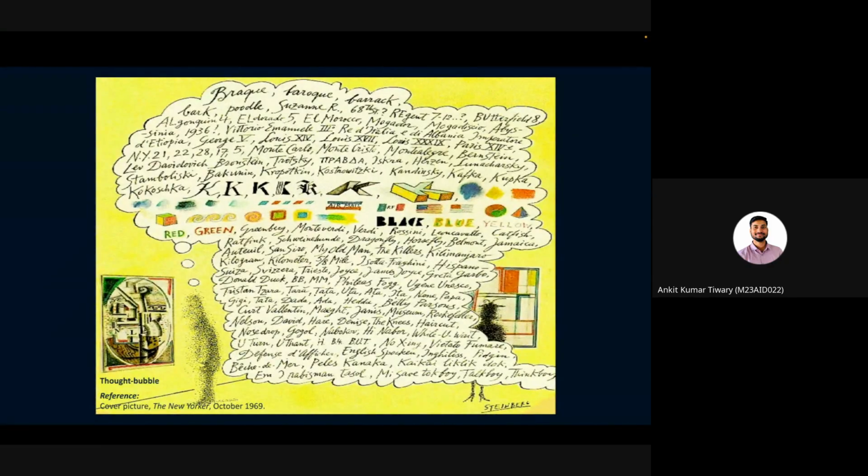So this could be the ultimate goal. This is the kind of goal that we want to achieve. And this is giving you what you want to have your AI system do.